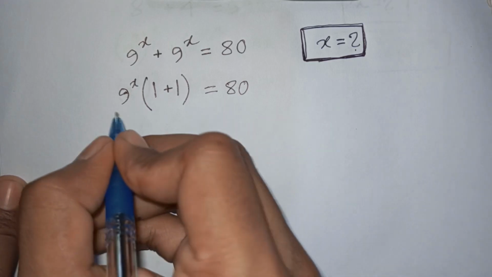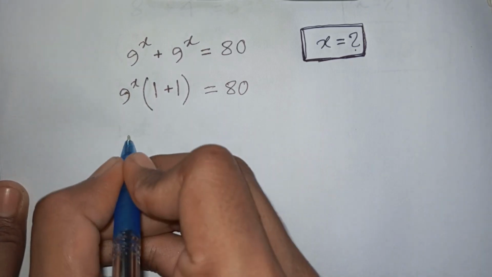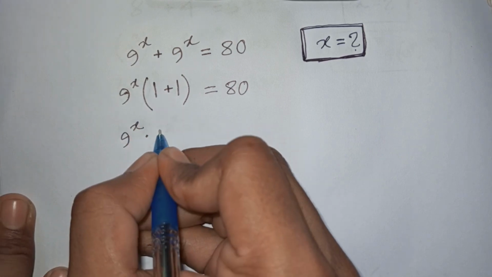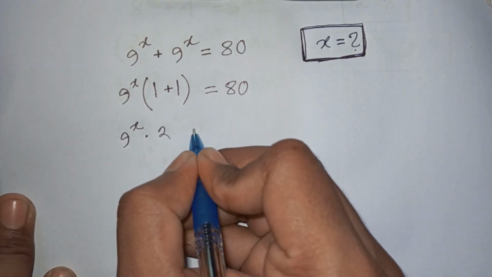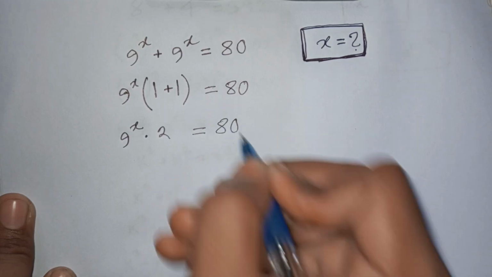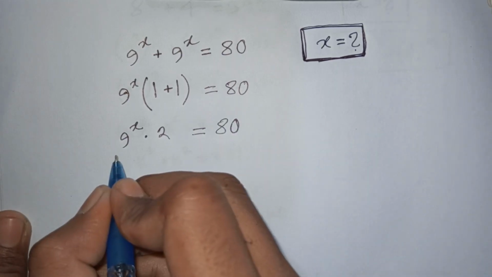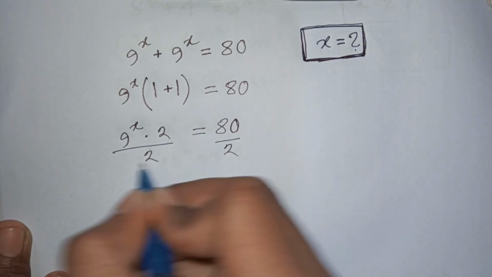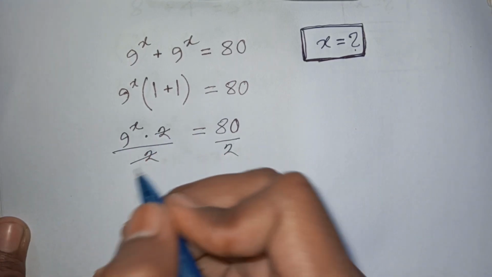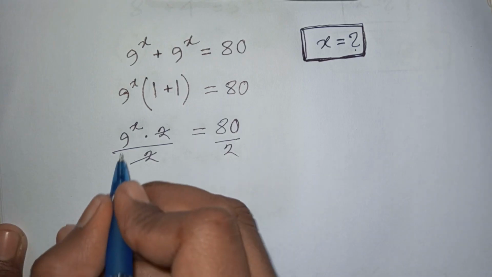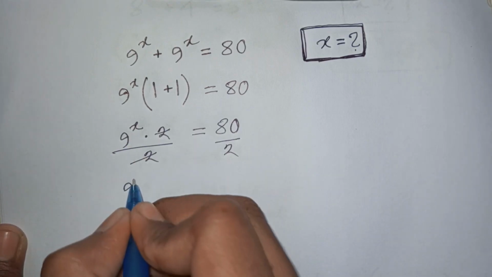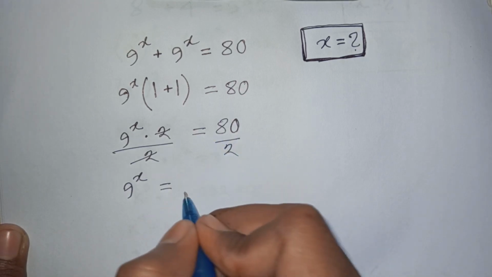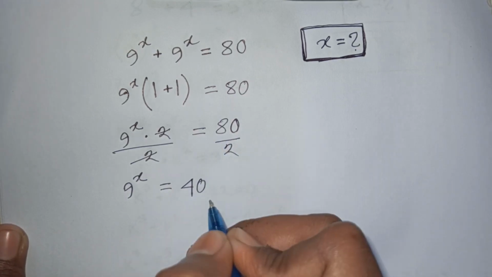In the next step we have 9^x times (1 plus 1), that means 2, is equal to 80. Now divide by 2 on both sides. So this 2 will be cancelled. So we have 9^x is equal to 80 divided by 2, that means it will be 40.